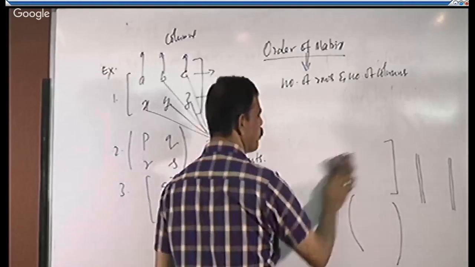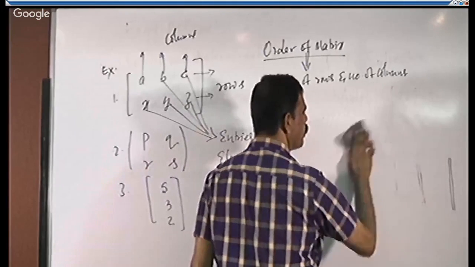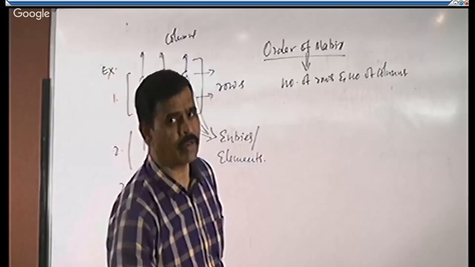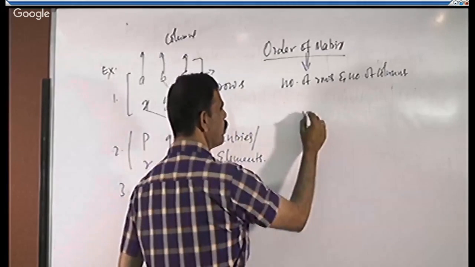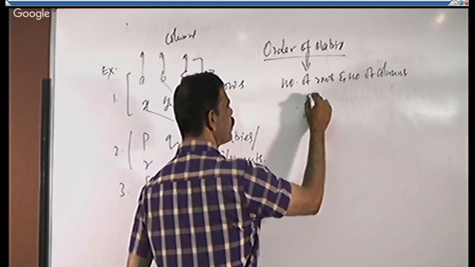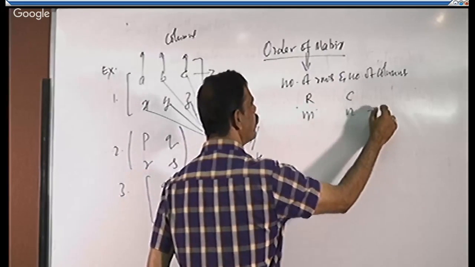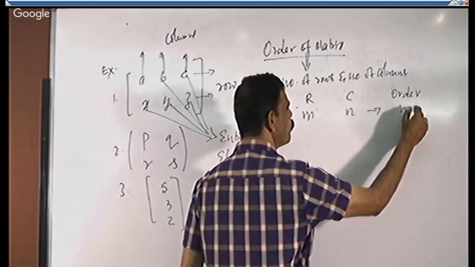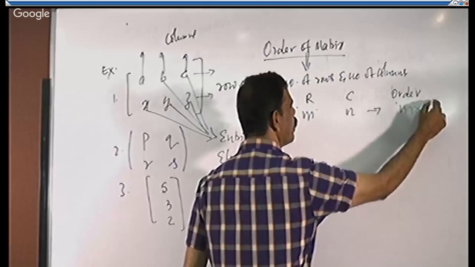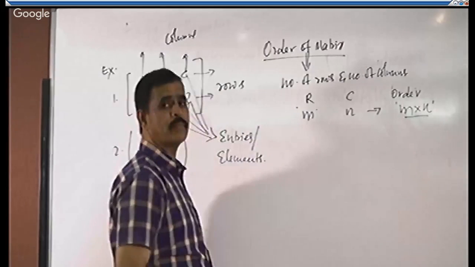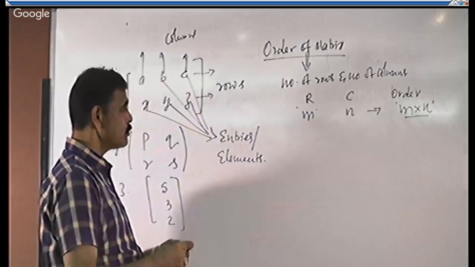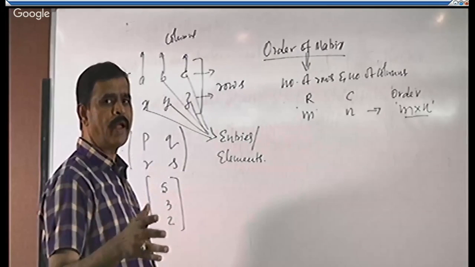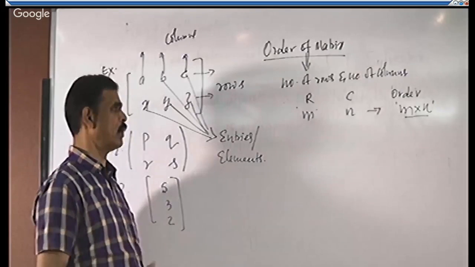Suppose a matrix is having m number of rows and n number of columns. How many rows are there? M rows. And how many columns are there? N columns. Then the order is stated as m by n. Order of a matrix is m by n, right? So order always indicates how many rows are there and how many columns are there.